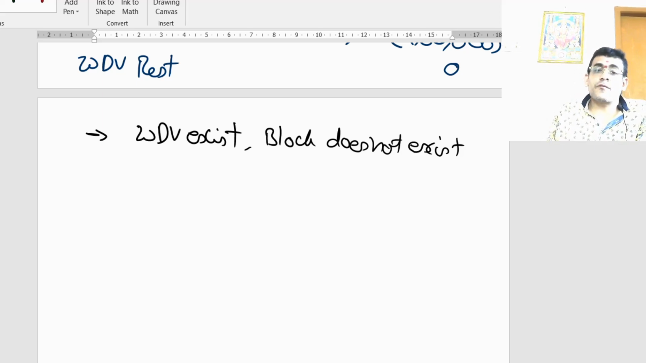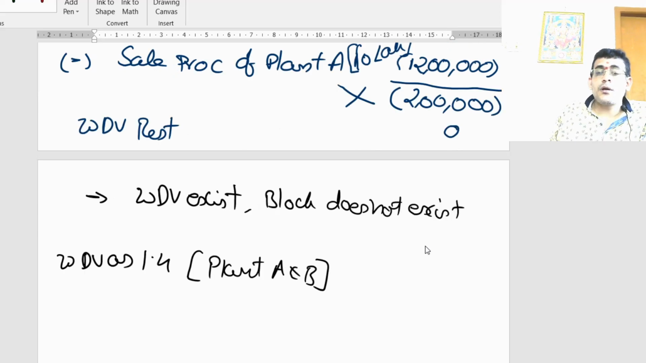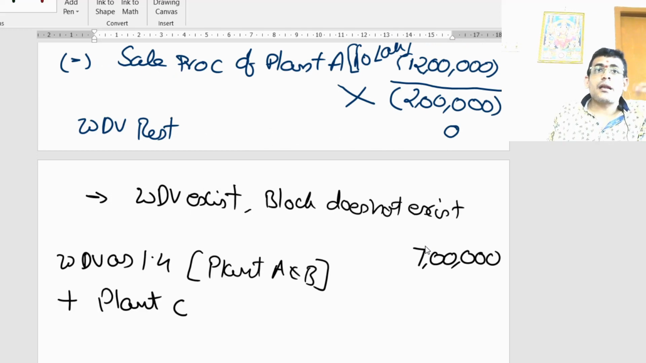Let us see what is the meaning of this. Let me take the same example again. You are having a written down value as on 1st April for plant A and plant B, which was 7 lakhs. So the opening WDV of the two plants was 7 lakhs. Then you acquired another plant called plant C, for 3 lakhs.